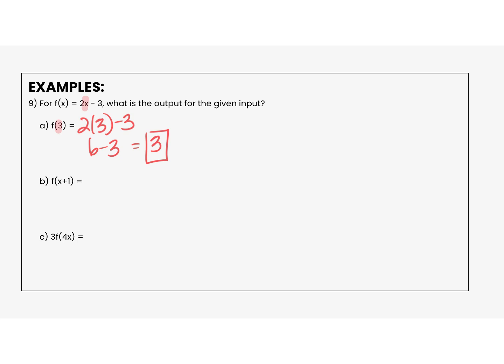Okay, for f of x plus 1, again, I'm taking what's inside my parentheses, plugging it in for x there. So 2 times (x plus 1) minus 3. We need to make sure we distribute. So I have 2x plus 2 minus 3, which gives me 2x minus 1.